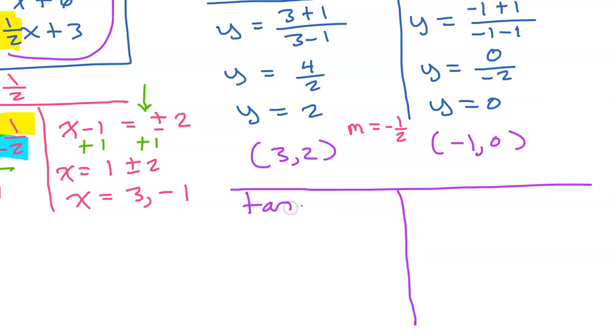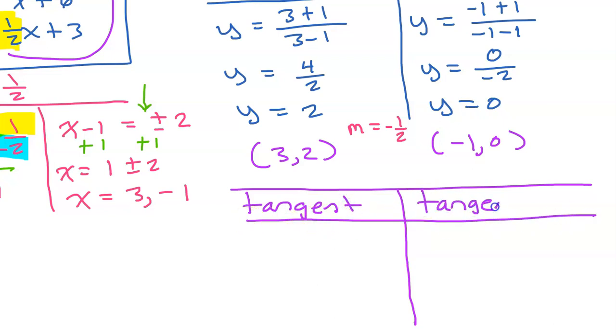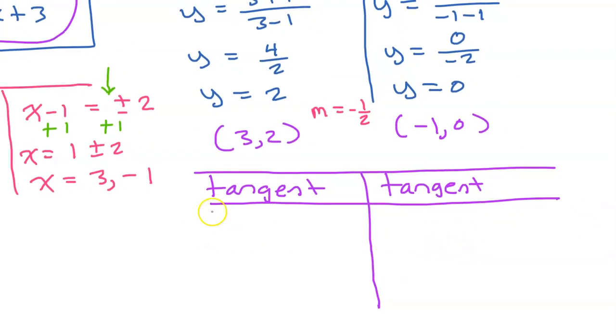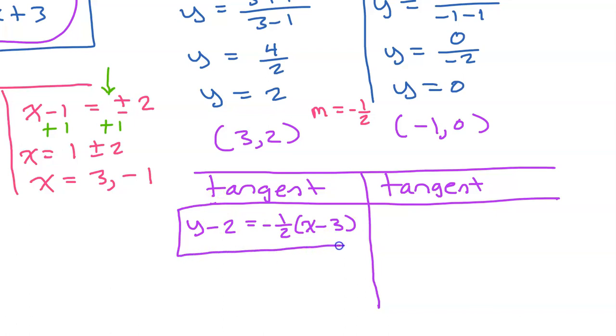So let's see, tangent for this one, and we'll have a tangent for this one. We are doing point slope form. So we're going to do y minus y1 is equal to the slope times x minus x1. So here is our first tangent equation.